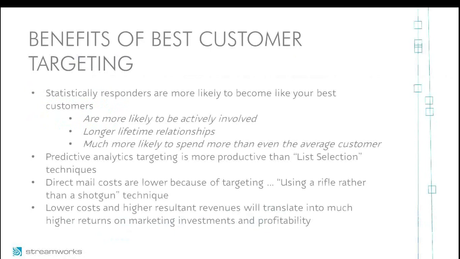So, putting the intelligence to use, to wrap this up, you're going to get people who are more actively involved, have longer lifetime relationships with you, and will spend more than the average customer by using statistically identified responders who look like your best customers. You're able to lower your direct mail costs because you're using a more specific focus versus looking at everybody and mailing to everybody and just seeing who comes back. You're really going to hone in on those who you think are actually going to be a conversion and come back and make a purchase.